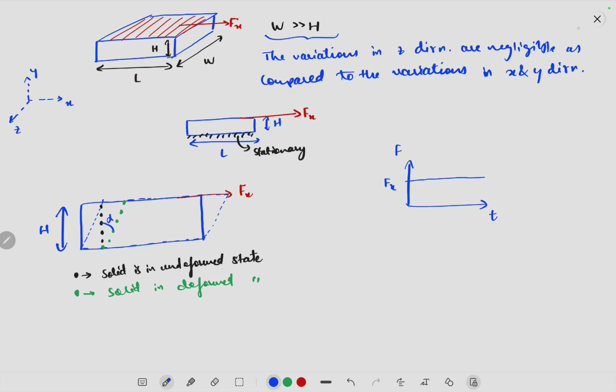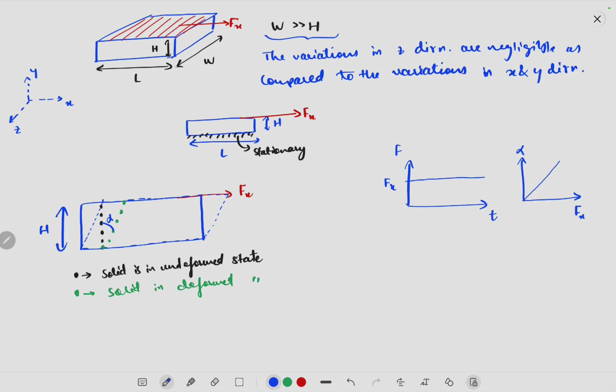Okay, and it has also been seen that this value of alpha depends linearly on this Fx. So if you go on increasing the magnitude of the force, this angle of deformation will also increase linearly. So let me repeat it.